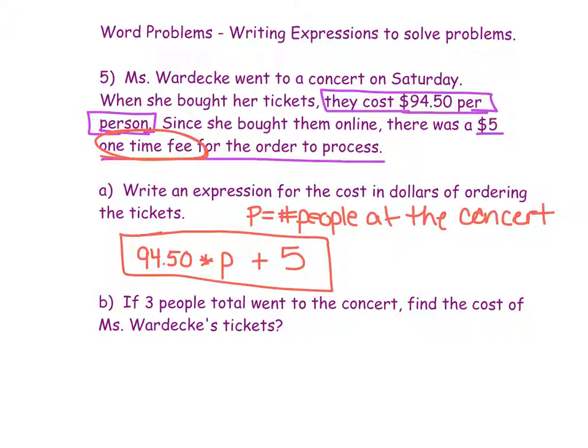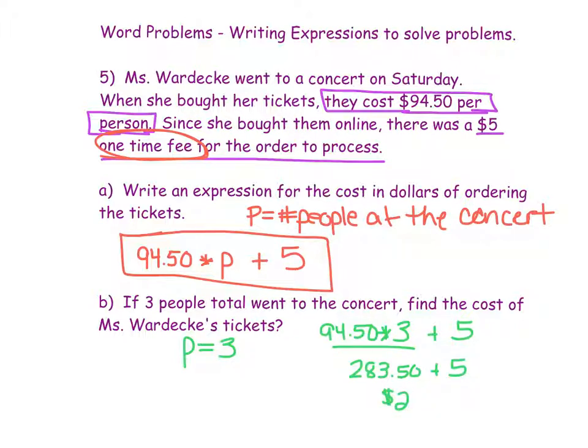So this bottom part here then wants us to use our expression to make a prediction. So it says if 3 people went to the concert, which is telling us that P is equal to 3. So here I have 94.50 times the 3 people that went to the concert plus the $5 at the end. So I'm going to apply the order of operations here. So the multiplication comes first. 94.50 times 3 people, which is $283.50, plus the $5, that was that one-time fee for the whole order. So my whole order cost me $288.50.